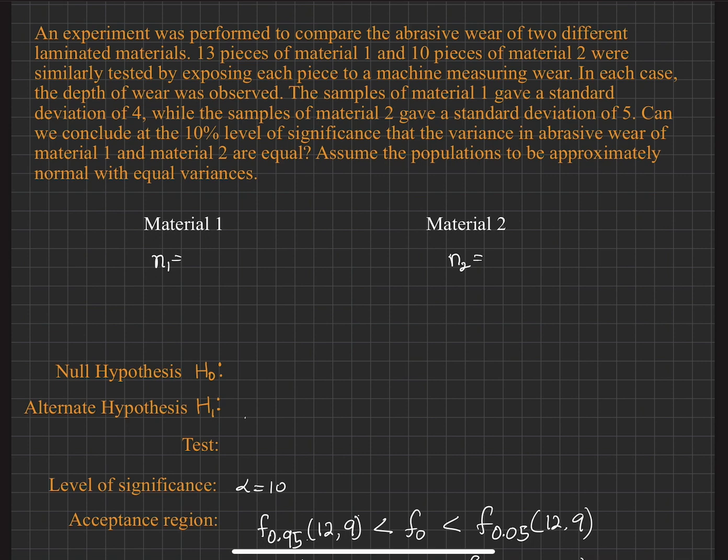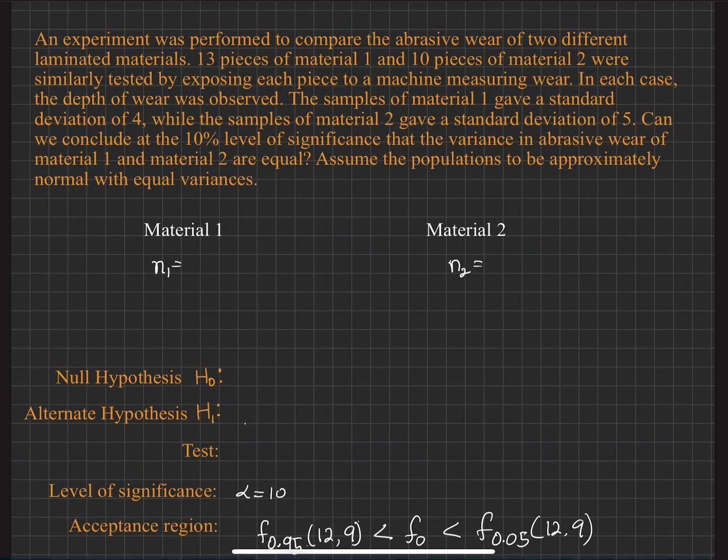So here we are testing only the equality. That means the null hypothesis will be sigma 1 square is equal to sigma 2 square. We have to test whether they are equal or not.